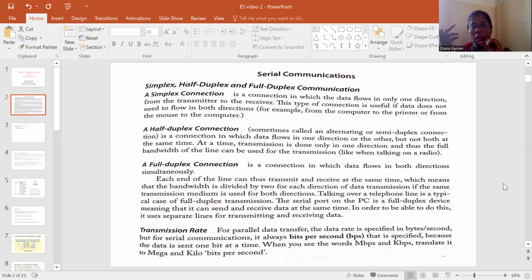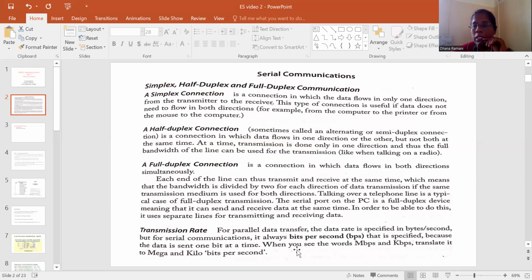In half duplex communication, the data can flow in both directions, but not simultaneously. At a time, the data cannot flow in both directions. That is called half duplex communication, like talking on a radio. A full duplex connection is one where the data can flow in both directions simultaneously, like telephonic communication. This is the difference between simplex, half duplex, and full duplex. And we represent transmission rate in terms of bits per second, bps.